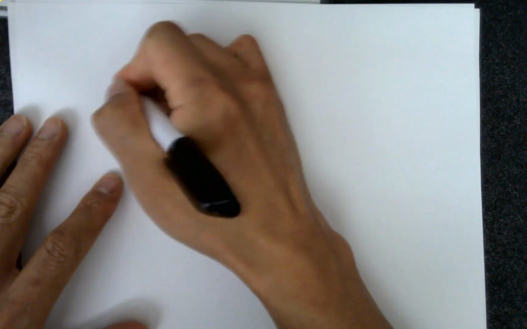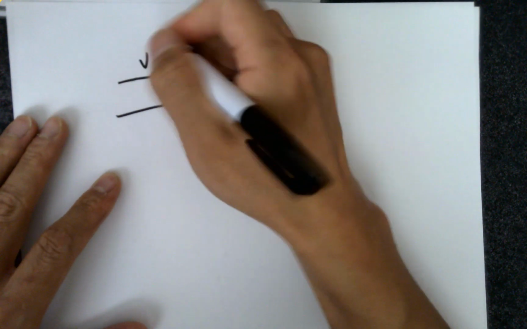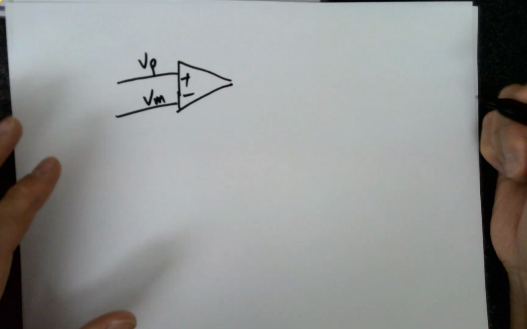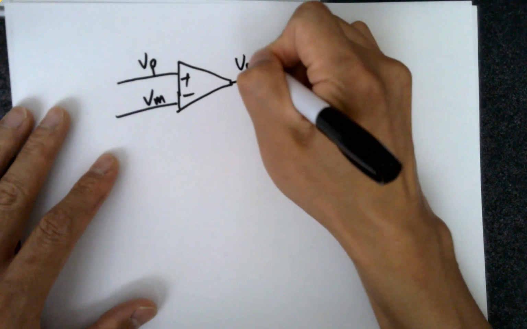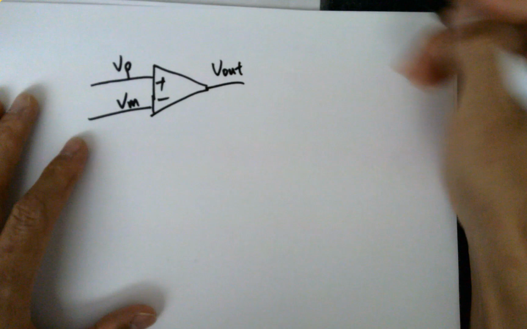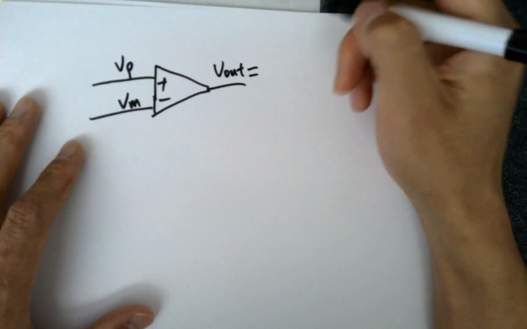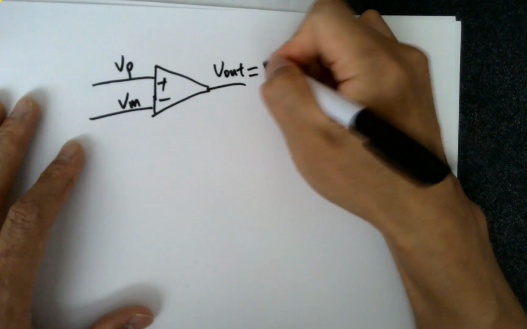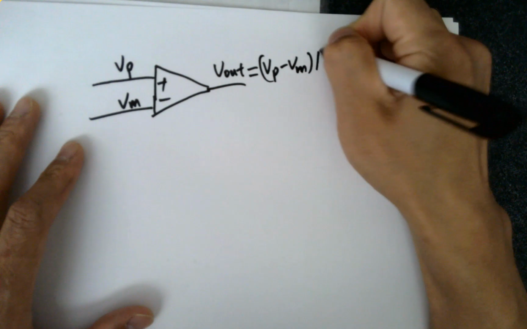If I keep this open loop, I label this point as VP, VM, V positive and V minus. Here's V out. So V out equals what? Plus minus V minus times open loop gain, which is infinity.